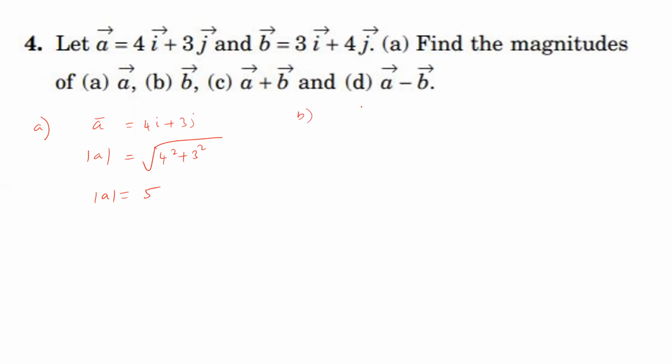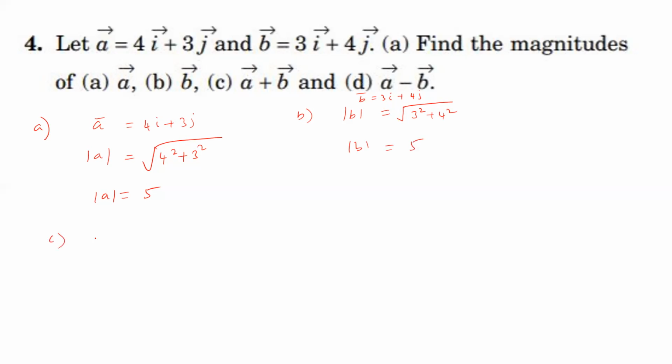Let us calculate the magnitude of the b vector. Here the b vector is given as 3i plus 4j. These 3i and 4j are perpendicular vectors, so the resultant is the square root of the sum of the squares of the x component and y component. So 3 square plus 4 square, and the magnitude of b bar is equal to 5 we are getting.